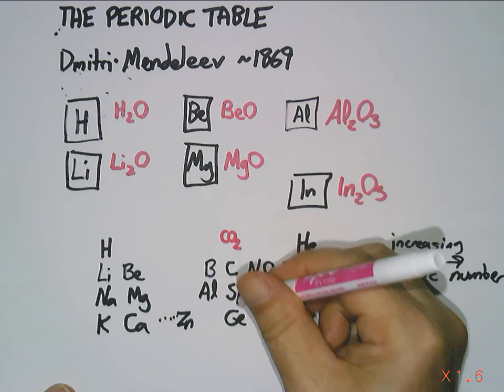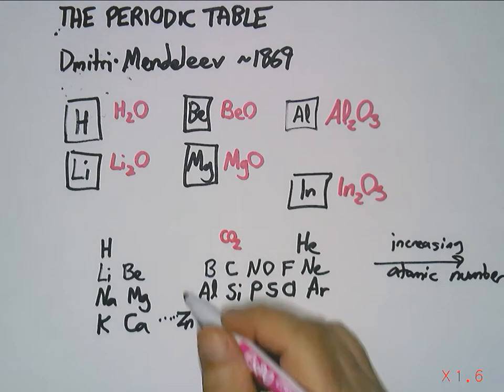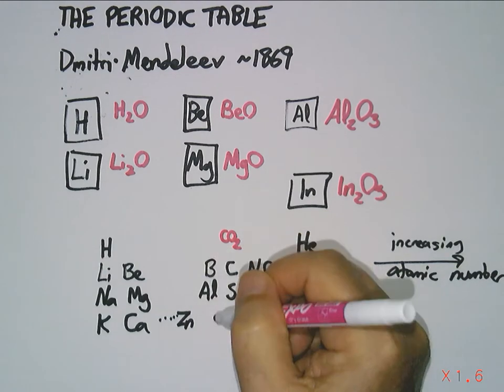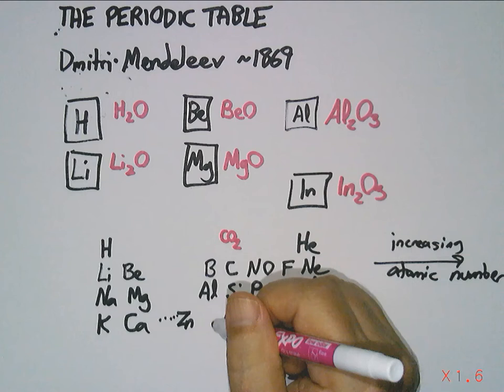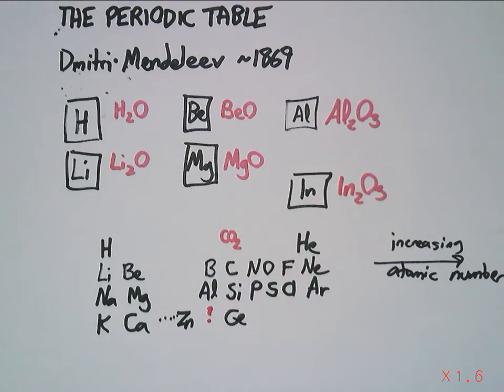CO2, SiO2, GeO2. So germanium, Ge, clearly belongs in that column. Zinc belongs in this column before this column. And there was no element between zinc and germanium that was known. And it would mess that pattern up if he put germanium over here. So he skipped a space and put this over here.